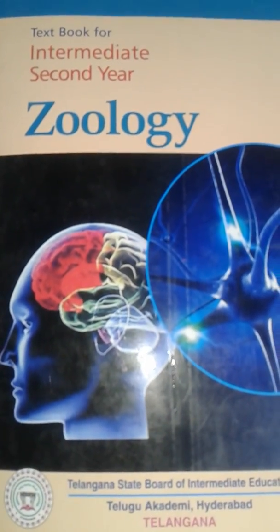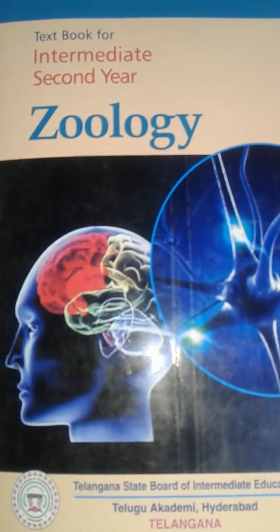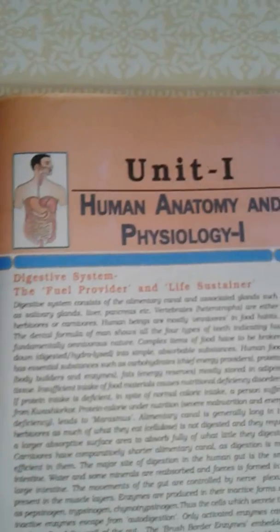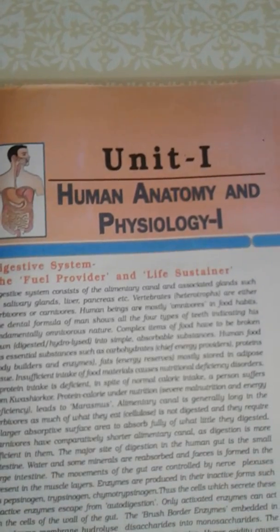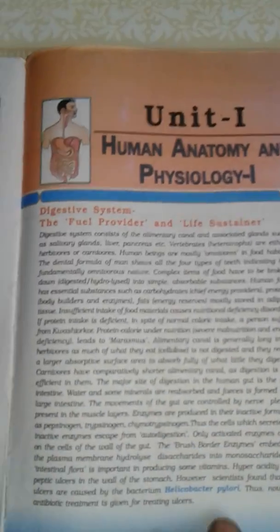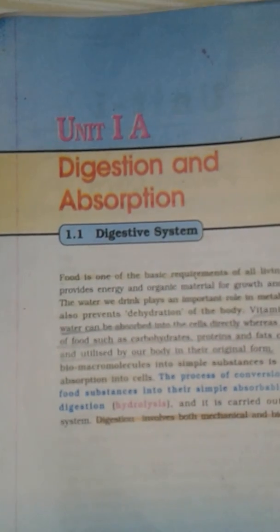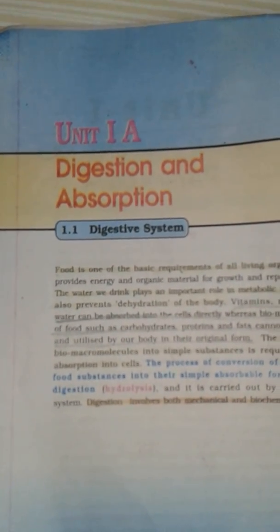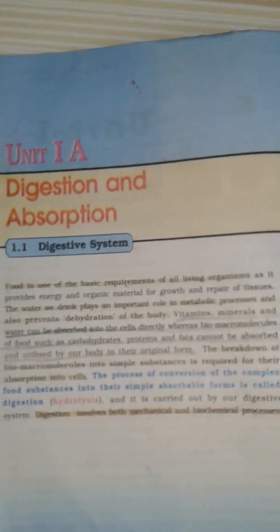Today we are going to learn a few topics in zoology second year. As per the syllabus, today from unit 1, the human anatomy and physiology unit, as its subchapter we are going to discuss a few points about digestion and absorption of unit 1a.